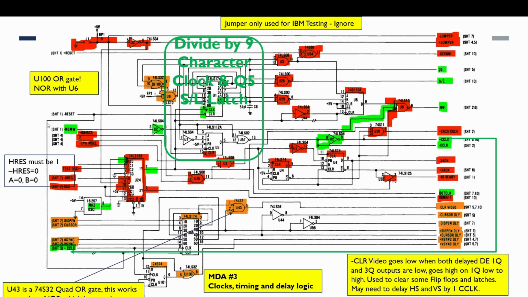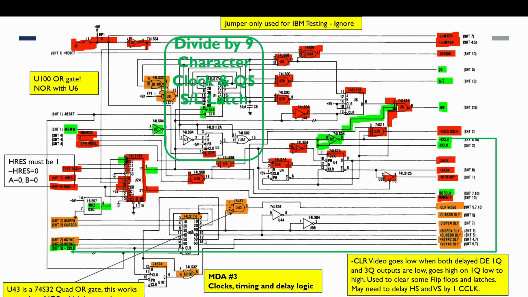There are a few things to note on this clocks and timing sheet. There is a clear video signal which we can see here and which comes from over here. I was trying to understand what this was to do with, and this appears to be when display enable goes from high to low. So when there's no visible output, this gate here produces a signal that is used to clear some of the latches and flip-flops further on down the line.